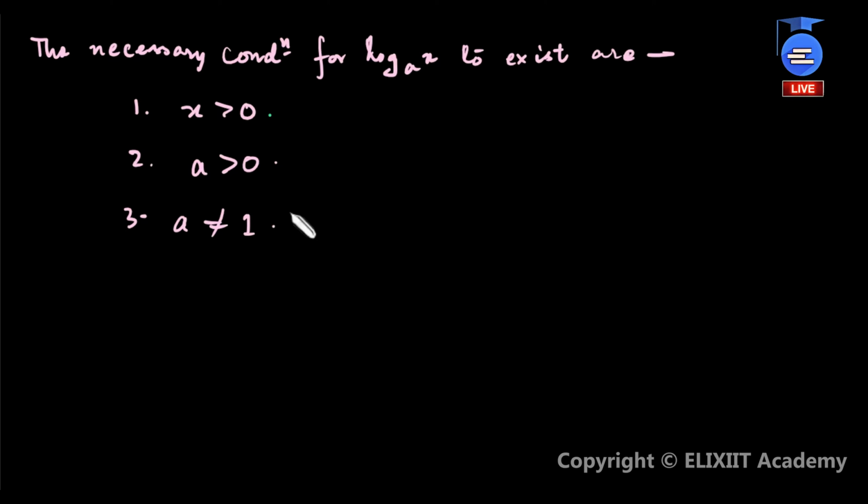A is not equal to 1. You will never find the base to be negative, x to be negative, and a not equal to 1. Because if you go with this logic, suppose a is equal to 1, then you will have log x base 1 is equal to, let's say, something k. Suppose log x base 1 is equal to k, right?